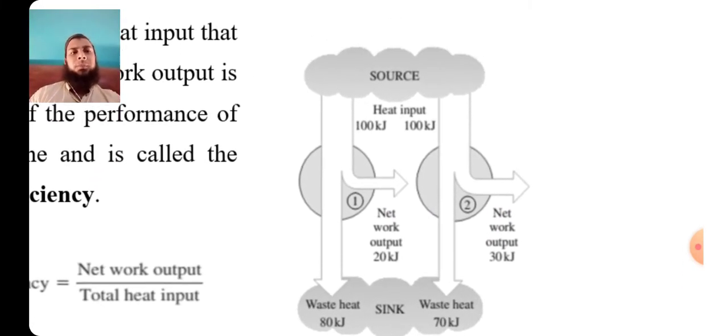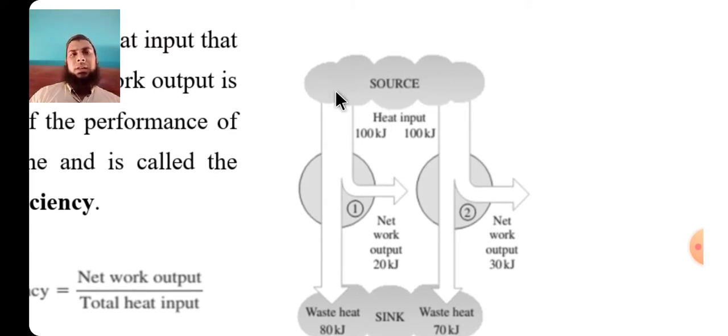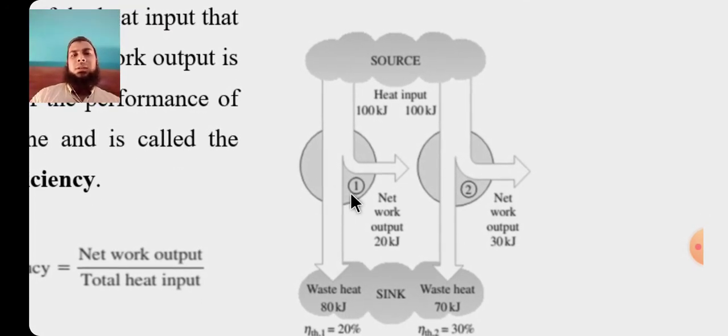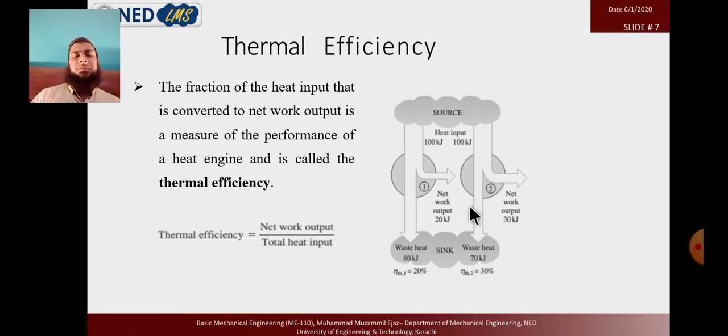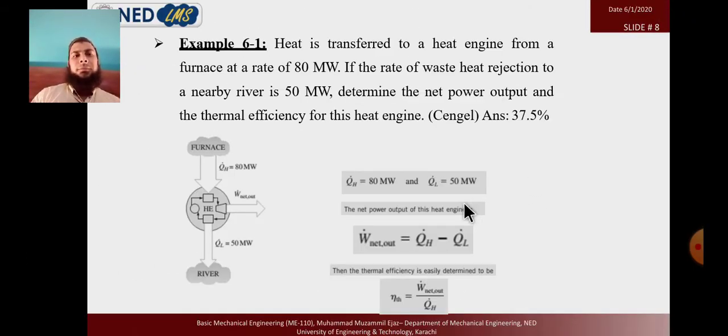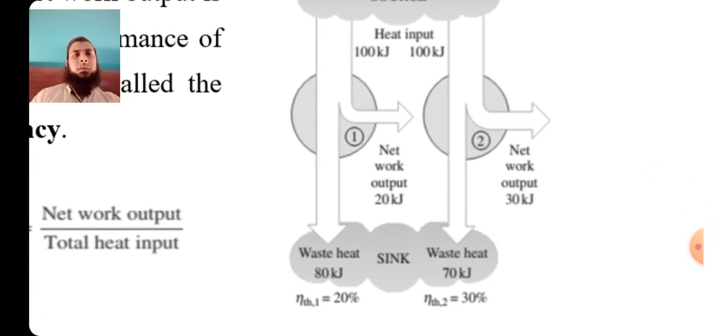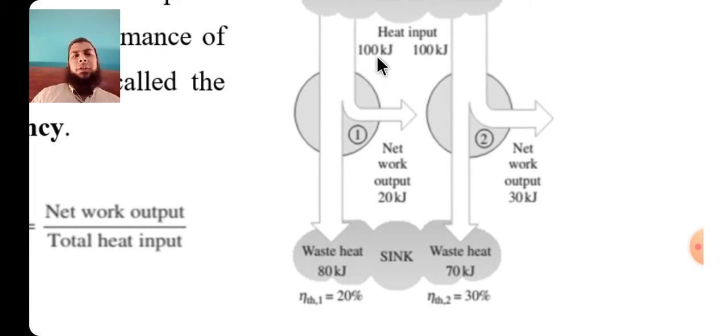From this figure you can easily see that we have a source of 100 kilojoules. We have two systems installed over here, system 1 and system 2, to differentiate their efficiency. So we have 100 kilojoules of heat from the source, and the net work output in system 1 is 20 kilojoules of heat converted into fruitful work.